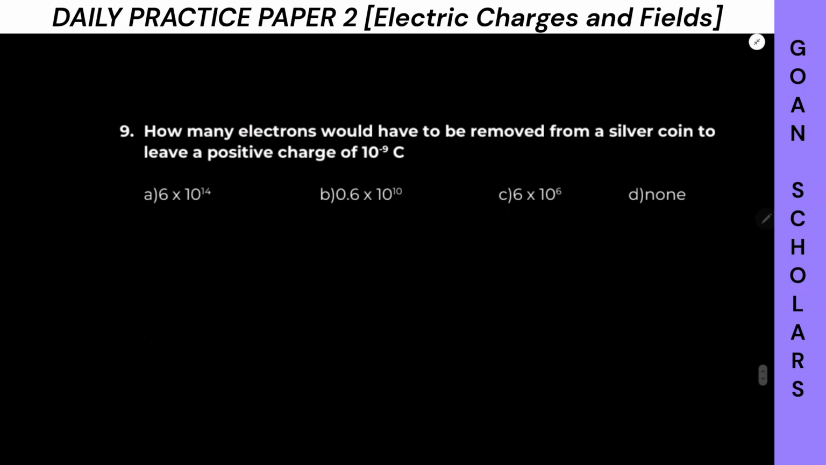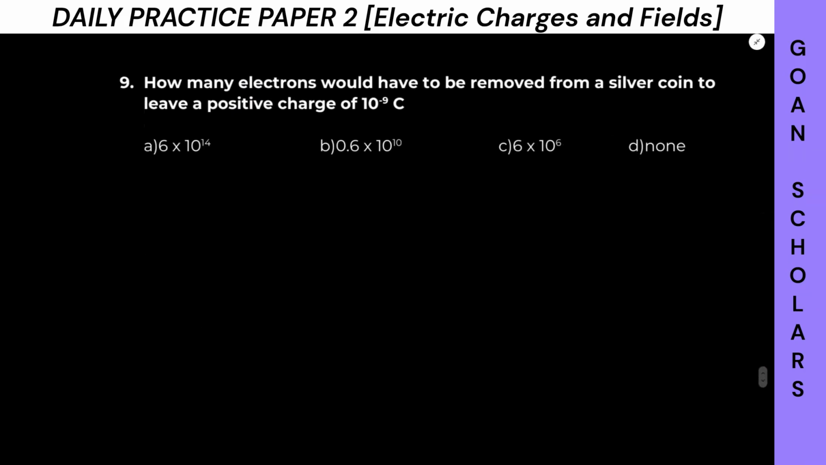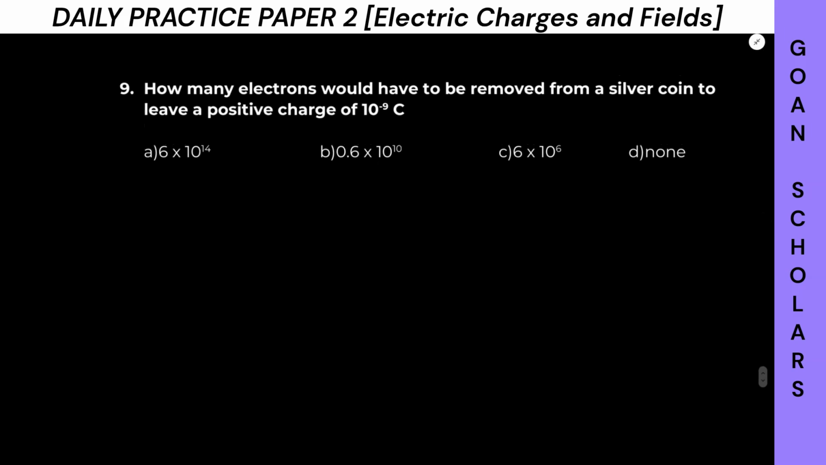Okay, let's move to the 9th one. How many electrons would have to be removed from a silver coin to leave a positive charge of this much? We know that if you remove electrons from a particular object, there will be a lack of electrons, and that lack of electrons simply is positivity, right? So they are asking the number of electrons, so you have to find n. What is the charge of an electron? 1.6 into 10 raised to minus 19 coulombs.